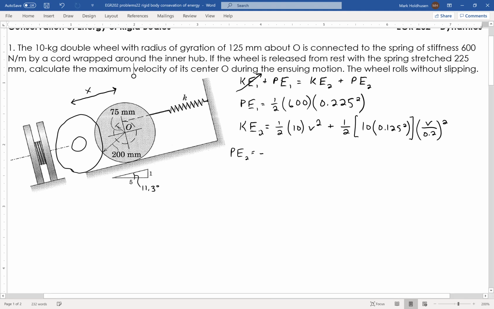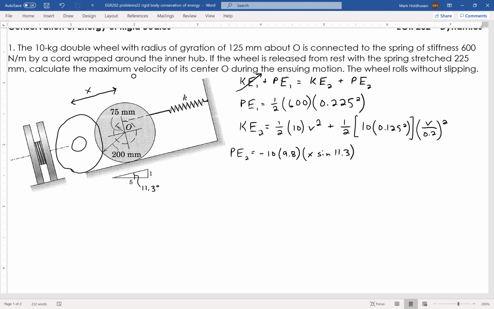So that's going to be negative 10 times 9.8, which is mg, times h, and h is below the datum, so it's x times the sine of 11.3. That is the potential energy as it rolls down the incline. If it rolls up the incline, then x will be negative, making that positive, so two negatives make a positive. As long as we're consistent, we should be okay with this.